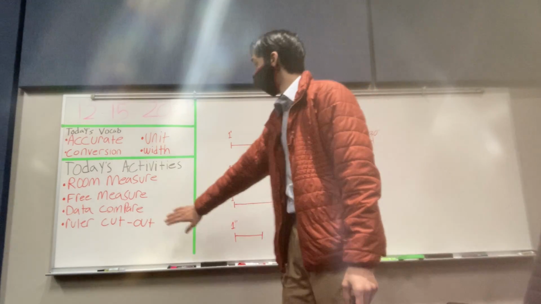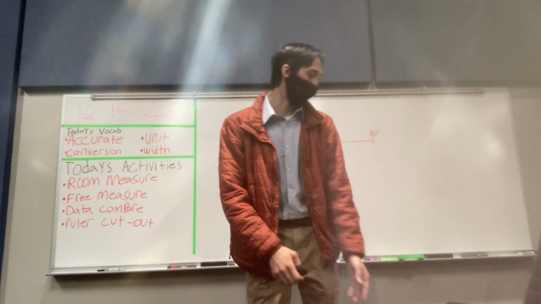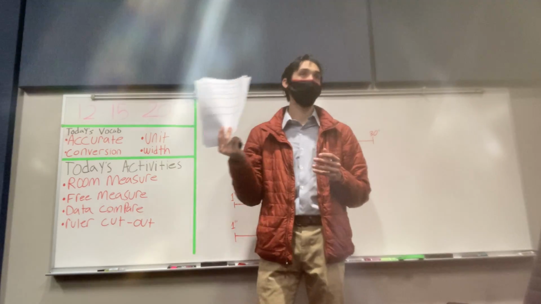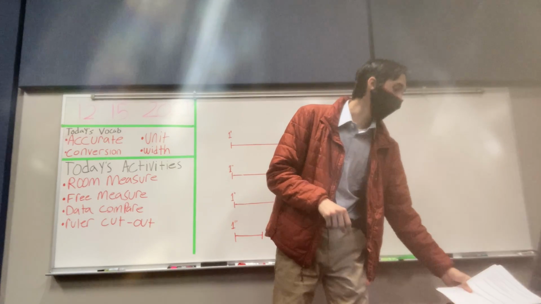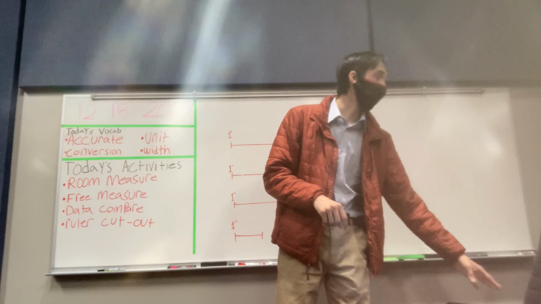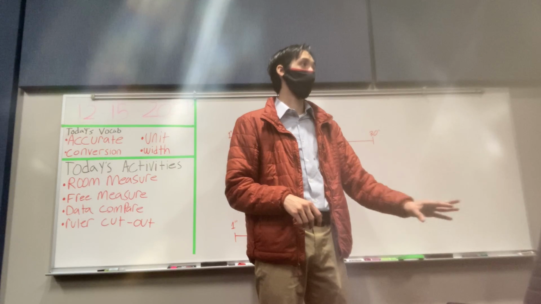Then we have our ruler cutout. So on the back of our conversion sheet, okay, there's going to be some rulers, and they're 2 scale rulers of a 1 foot ruler, and there's 3 of them.